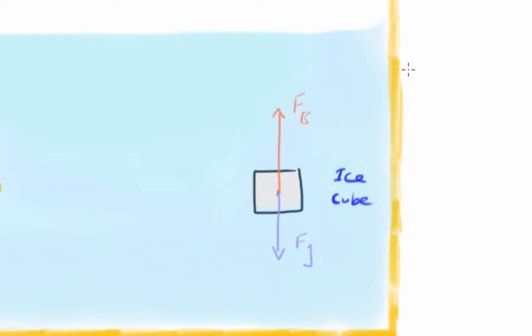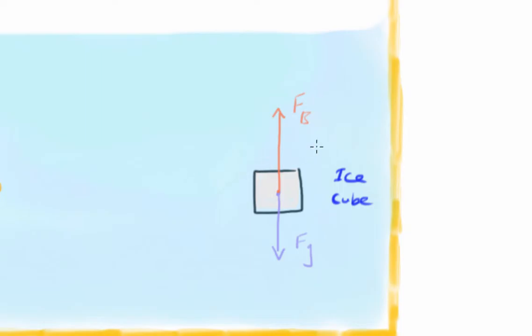Well, I drew it like this for a reason, with the buoyant force arrow larger than the gravitational force arrow. Why? Because I know, just from experience, that the ice cube is going to go up. And so whatever force is pushing it in that direction must be greater than the force that is pulling it down. But now let's look at the equation.